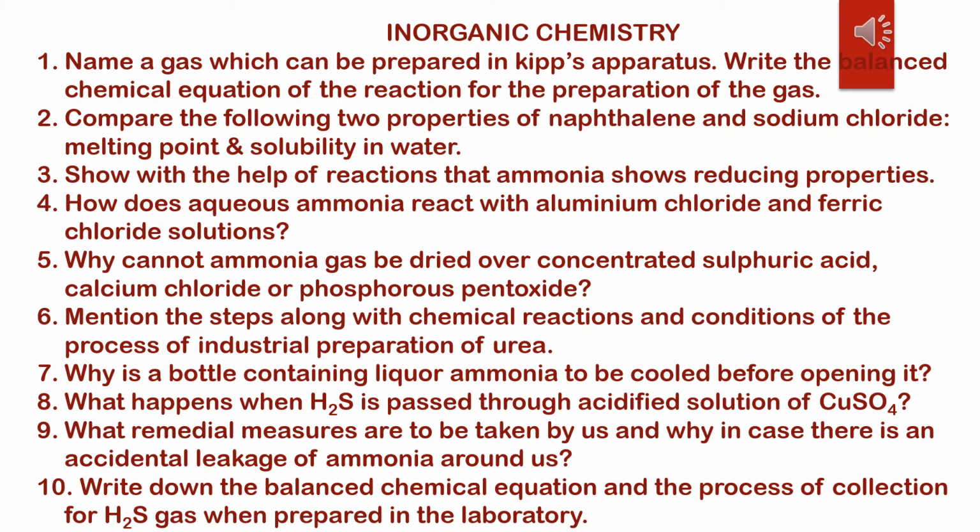Mention the steps along with chemical reactions and conditions of the process of industrial preparation of urea. So urea is prepared by reaction between ammonia and carbon dioxide at elevated temperature and at high pressure, approximate 200 atmosphere. CO2 plus 2NH3 equal to CO(NH2)2, that is urea, plus H2O.